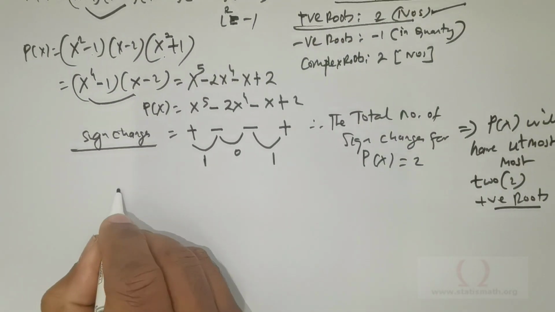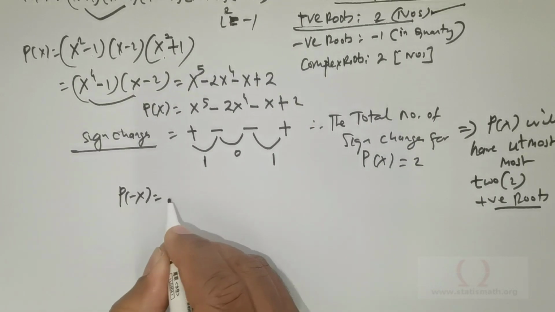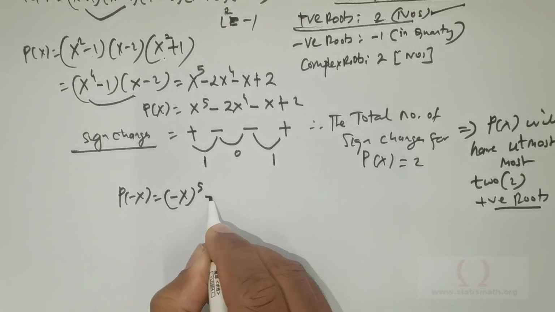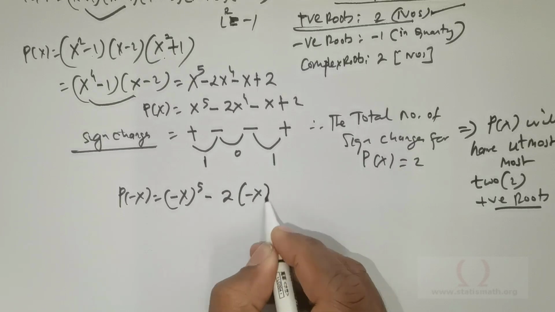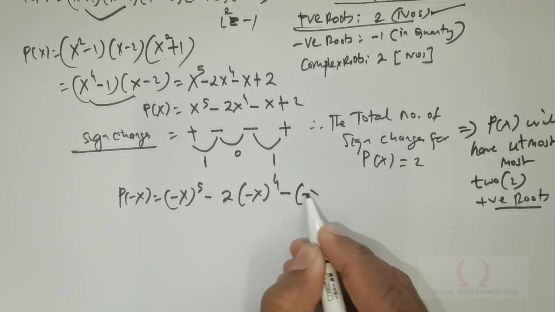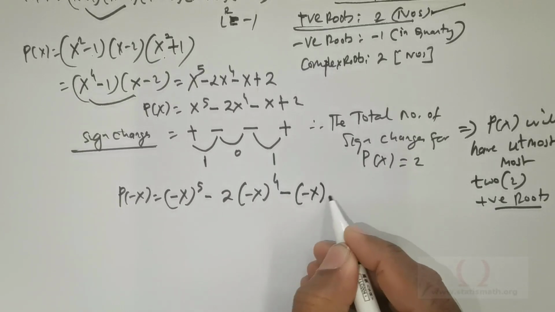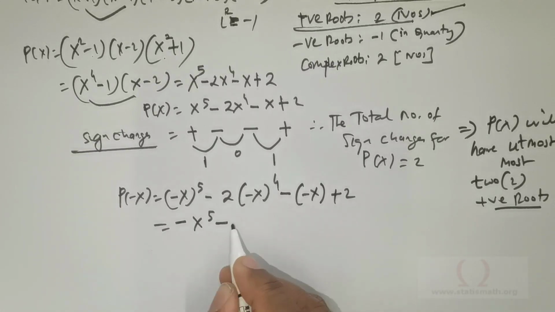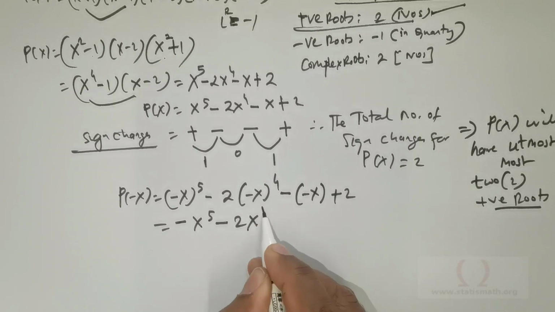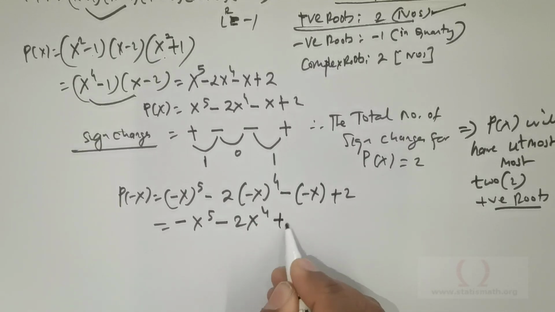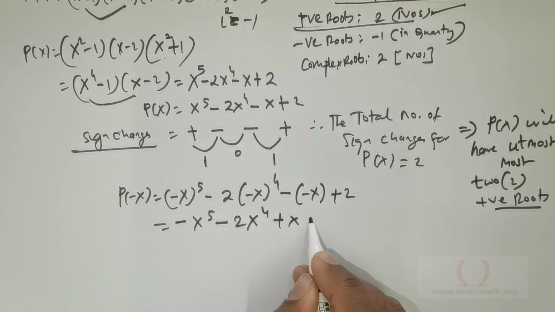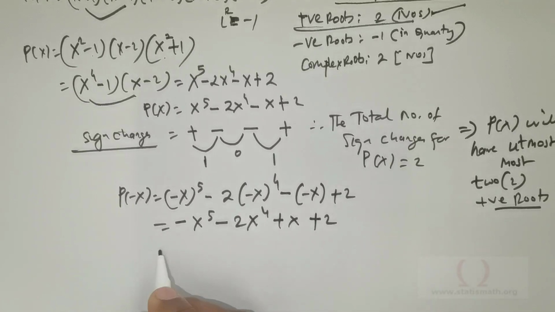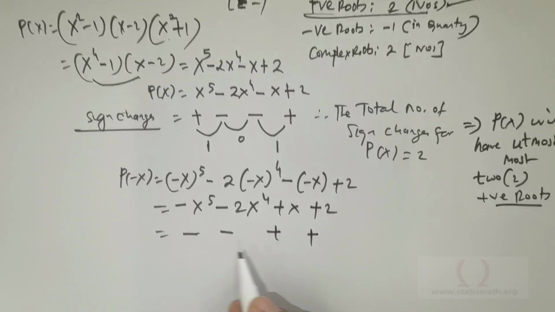Now let us find p(−x). So this is going to be (−x)⁵ − 2(−x)⁴ − (−x) + 2. This is −x⁵, then −2x⁴, then +x and +2. So find the sign changes. This is negative, negative, positive, positive.